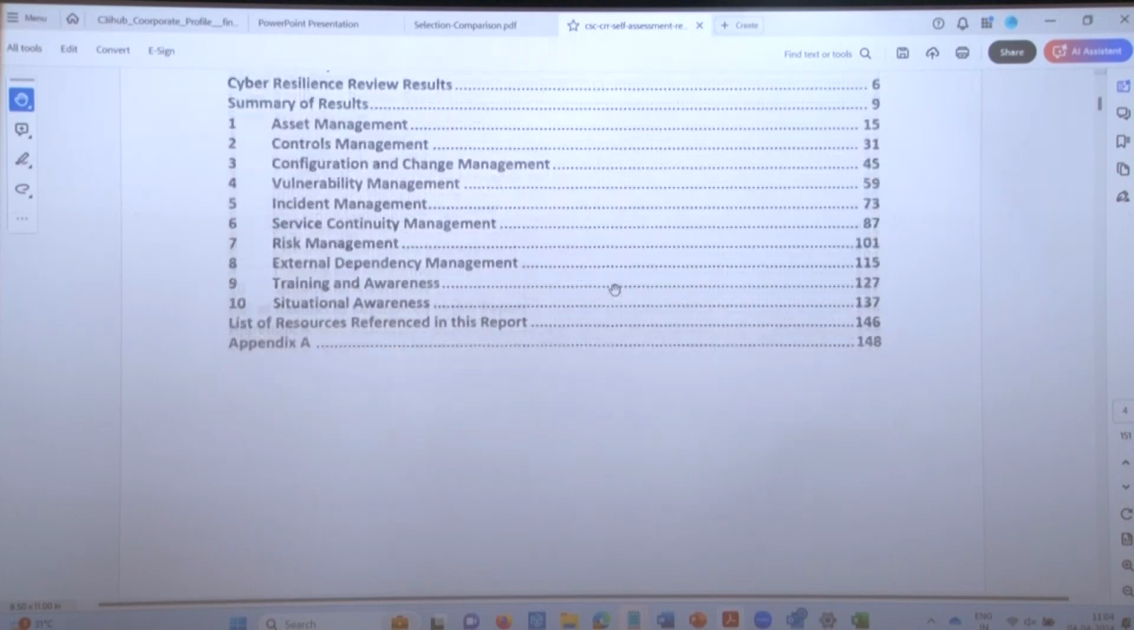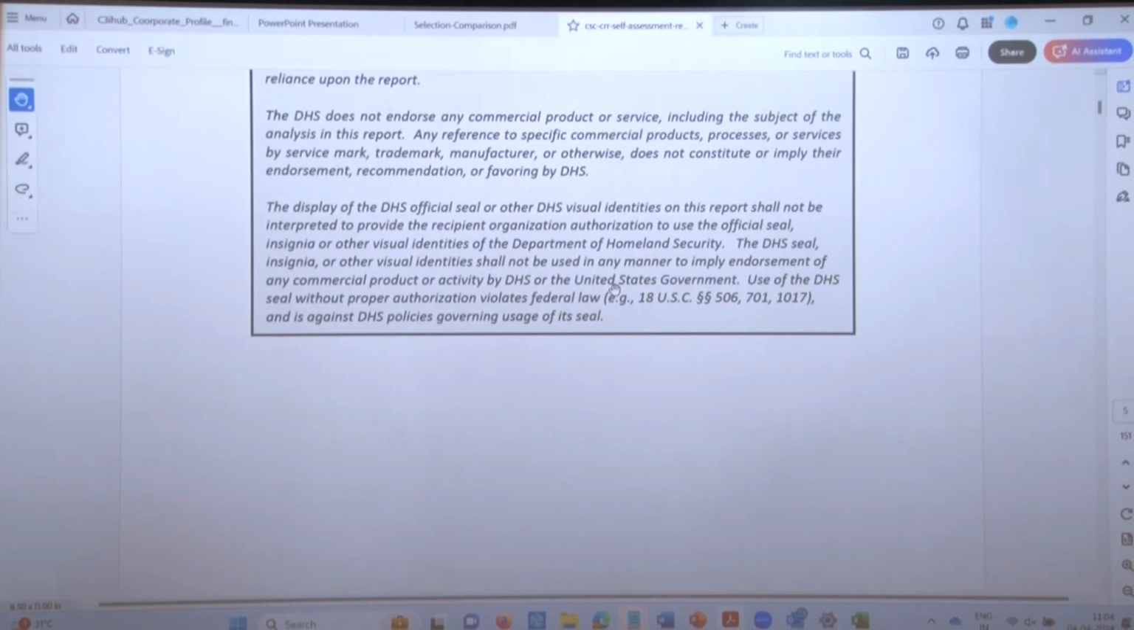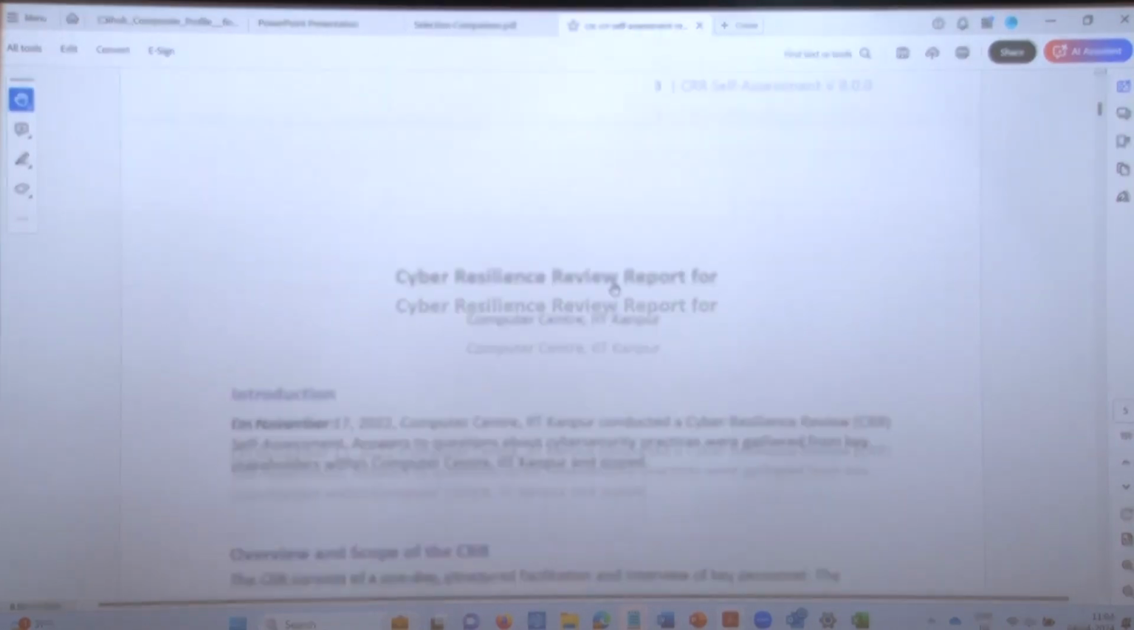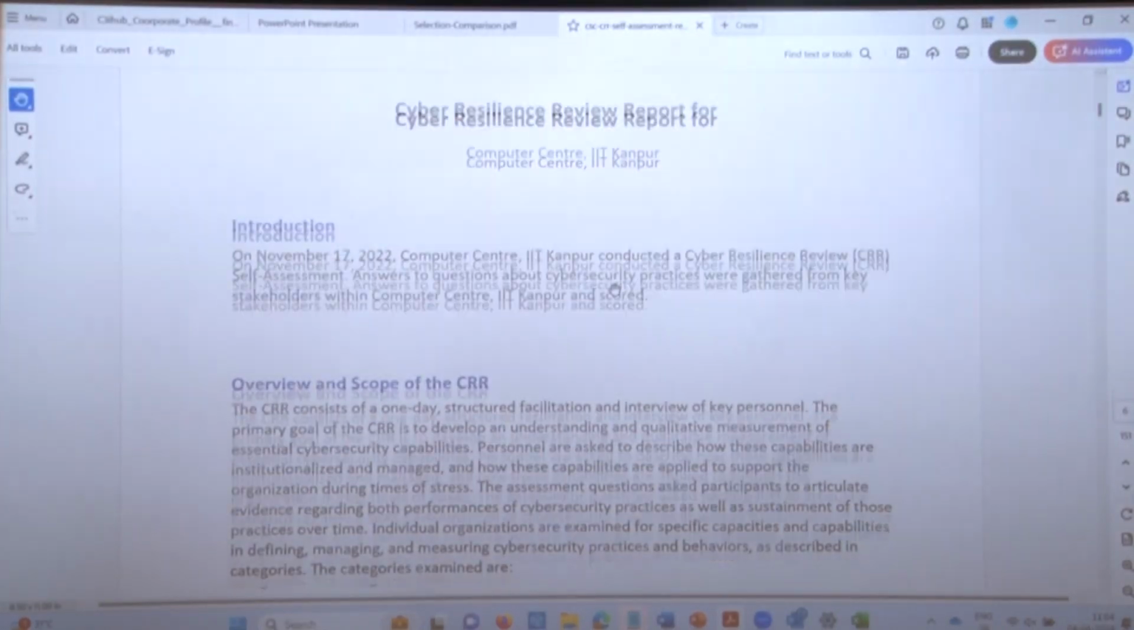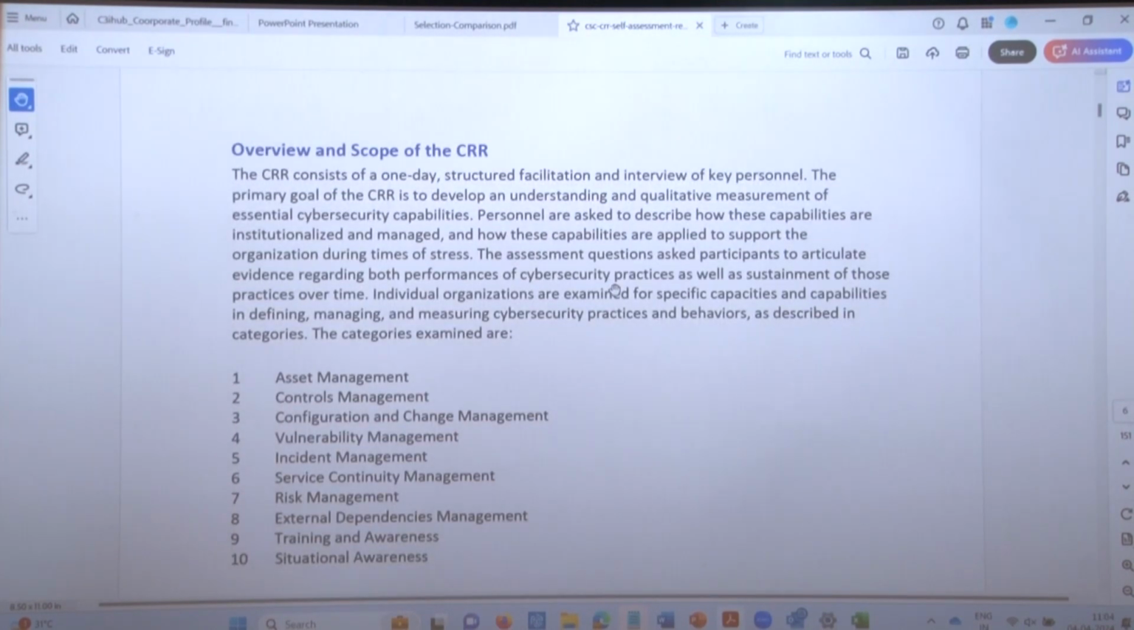So, the table of contents is auto generated. This is some DHS notification. So, this is the overview and scope, right.